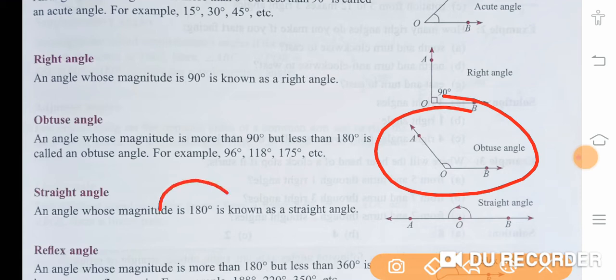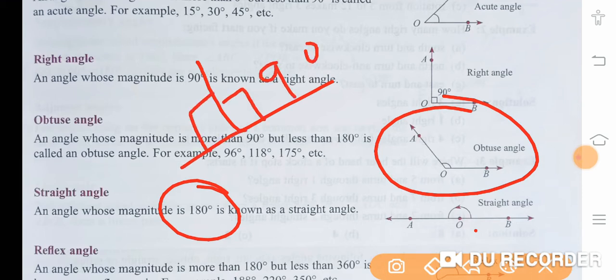Now, straight angle. Straight angle means 180 degree angle, which will form at the straight line. And how much angle will be there, my dear? 180 degree angle. If you want to draw the angle, see, this is 90 degree, and again, this is 90 degree. So how much angle will be there? 90 plus 90, that is 180 degree angle is said to be the straight angle.